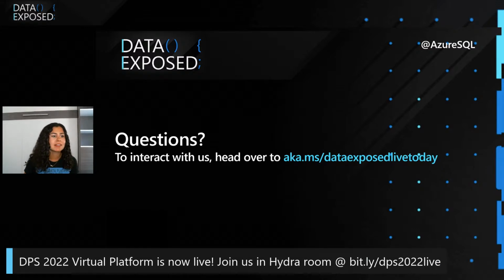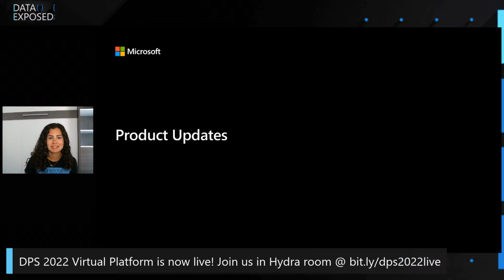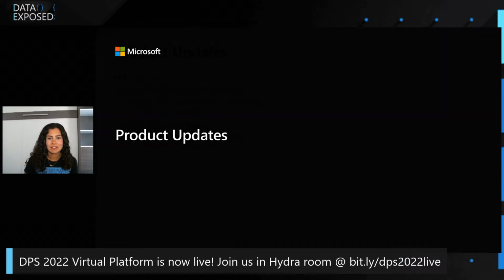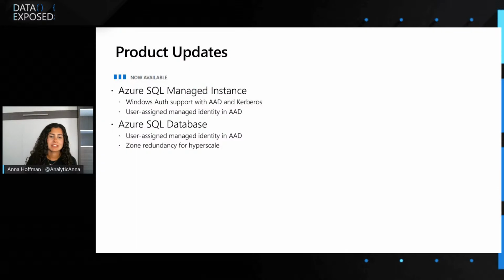So that being said, let's go ahead and get right into some product updates. All right, so let's start with some of the general availability announcements for Azure SQL. Azure SQL Managed Instance, we're going to have a deep dive on this after I talk at a high level, but just to give you a little taste of what's new in the GA space, we released Windows authentication support with AAD and Kerberos, including some very nice details on how to actually go about setting that up.